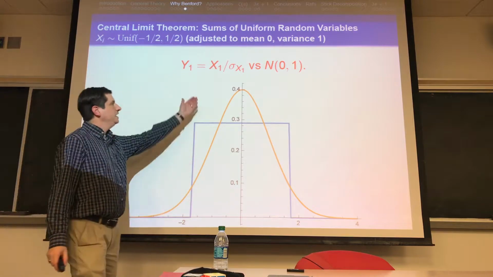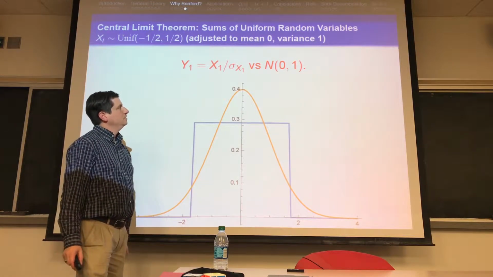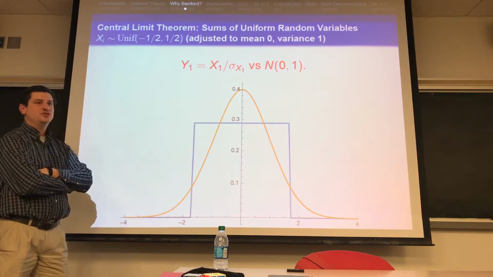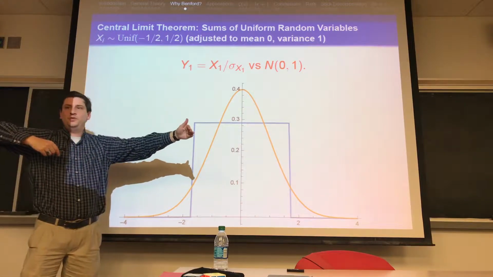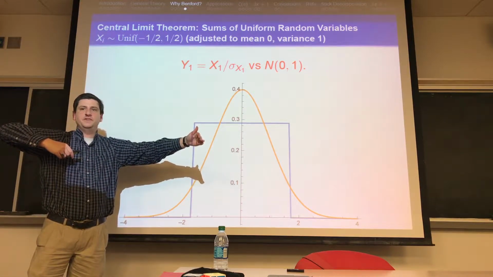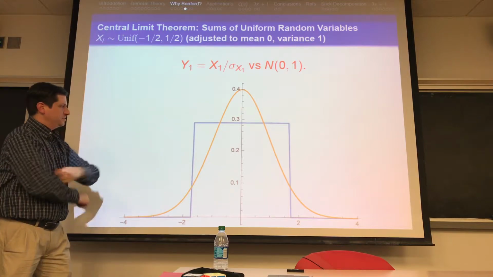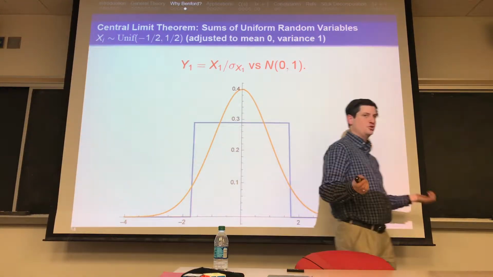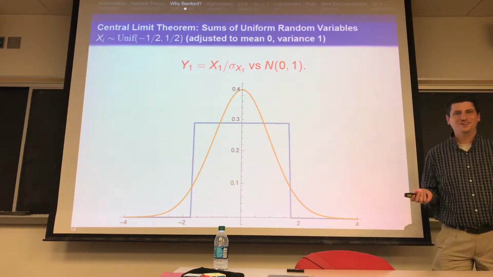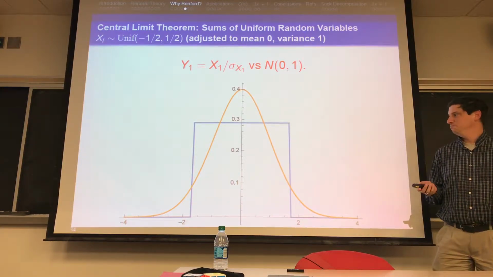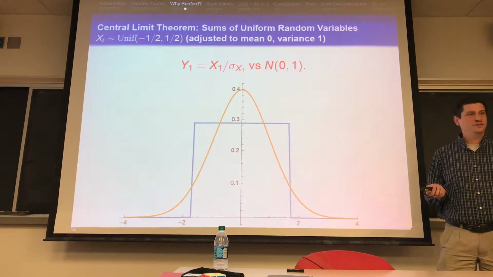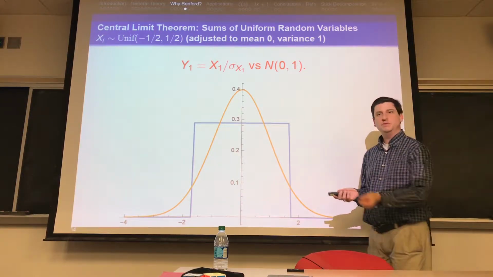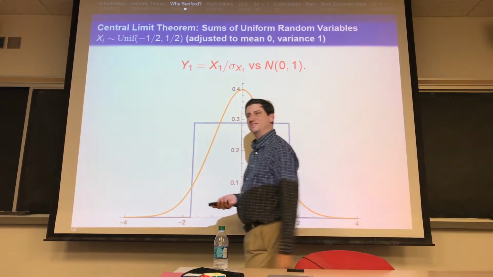So here is a uniform random variable, and I've chosen the region for the uniform random variable to be such that it has a variance of 1. That's the solid blue line, and that's the Gaussian. Do you think the Gaussian does a good job of modeling the sum of one random variable? No. It's not horrible, but it's not great. Do you know what the shape would be for the sum of 2 uniform random variables?